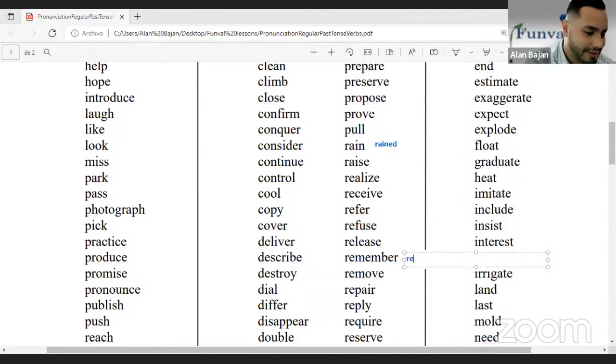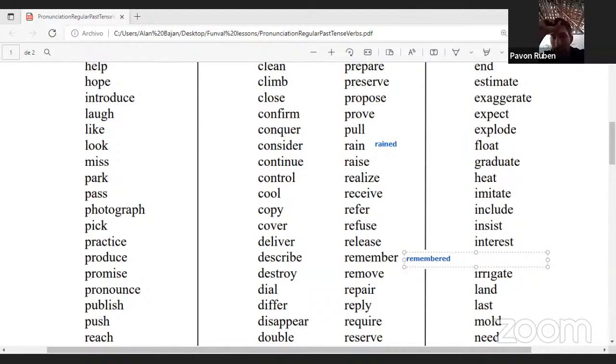This one. Yes, teacher, I would like to share my experience with you. You know, I remember it when I was a missionary. Oh, you remembered. Remembered. Repeat. Remembered. Remembered. You got it.